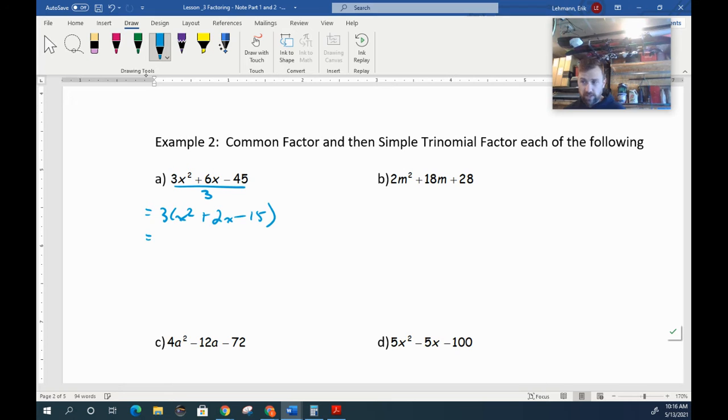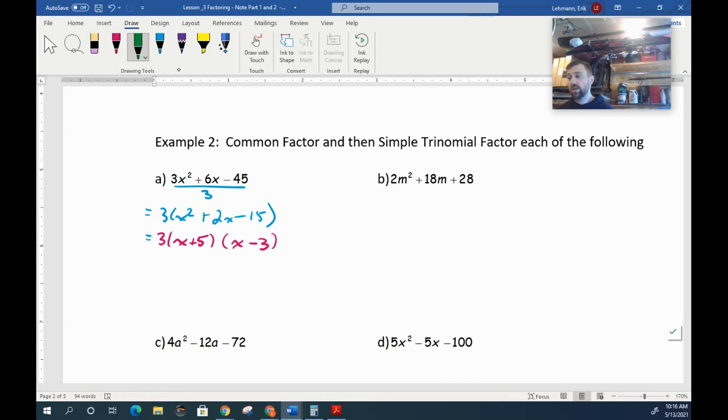Then I check for DOTS. There are 3 terms here. It's not going to be DOTS. Then I check for a simple trinomial factor, an STF. 3x and x. 2 numbers that multiply to negative 15 and add to 2. I look at my factor chart. Factors are 3 and 5. They're going to multiply to negative 15. Positive 5 and negative 3 add to 2. Now I am done.